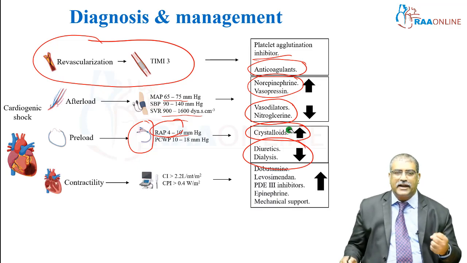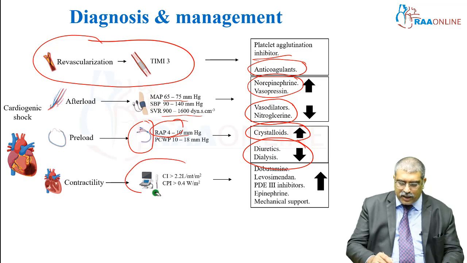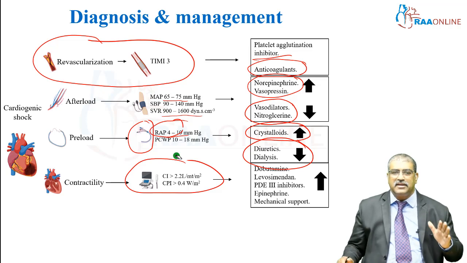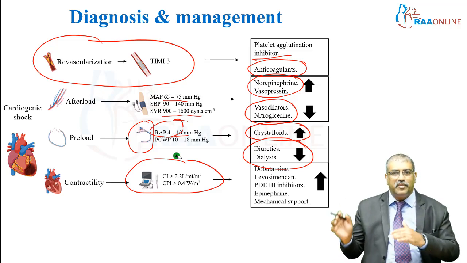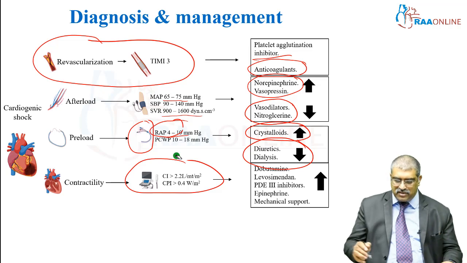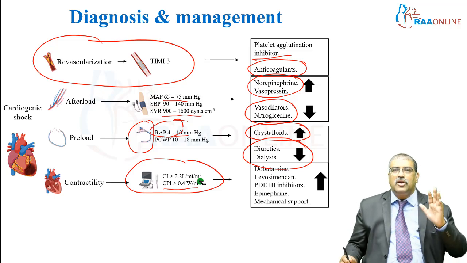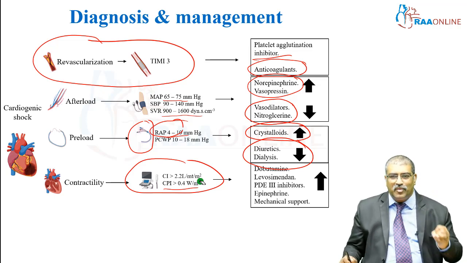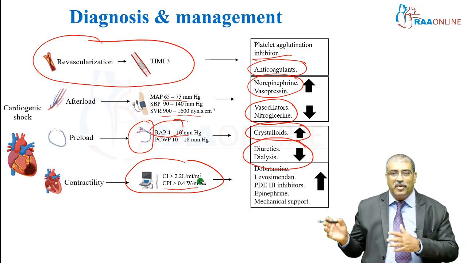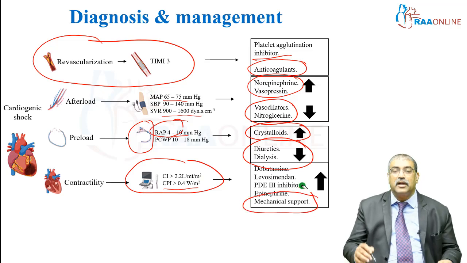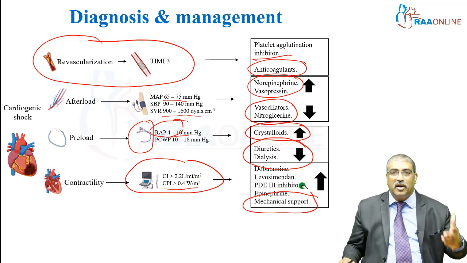Now coming to contractility, you look at the echocardiogram to assess the cardiac power index or cardiac index. The normal cardiac index is around 2.2 liter per minute per meter squared, and your cardiac power index is around greater than 0.4 Watts per meter squared. Here, to improve contractility, use dobutamine, levosimendan, calcium sensitizer, phosphodiesterase inhibitor milrinone can be used, adrenaline can be used, and finally, if none of the pharmacological agents work, you can go for mechanical support with LVAD or IABP or Impella pump.